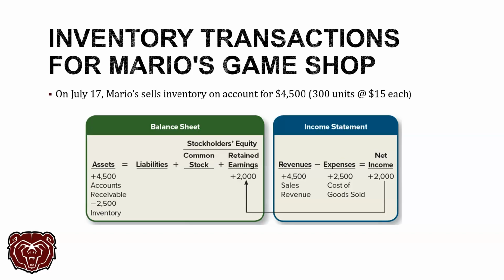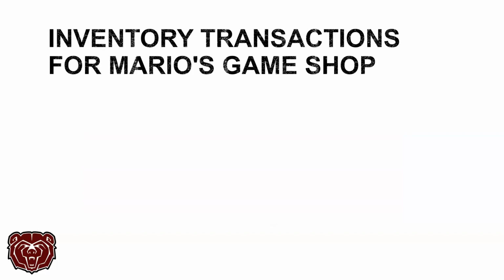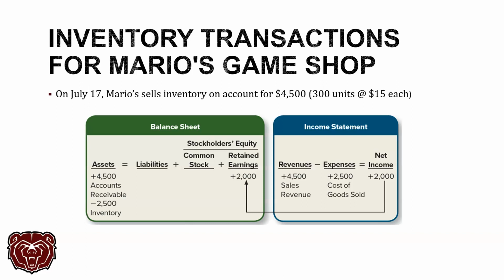So here we can see it's an increase to assets. Why is it an increase to assets? We sold on account, so we're increasing our AR. It's a $2,500 decrease to our inventory, which is another asset, okay? It was a $4,500 increase in revenue and a $2,500 increase in cost of goods sold. That's the expense. So we had a total of $2,000 increase in net income, which turned into a $2,000 increase in our retained earnings, okay? Just following the flow of the transaction. How did it impact our accounting equation? This is how it impacted our accounting equation.